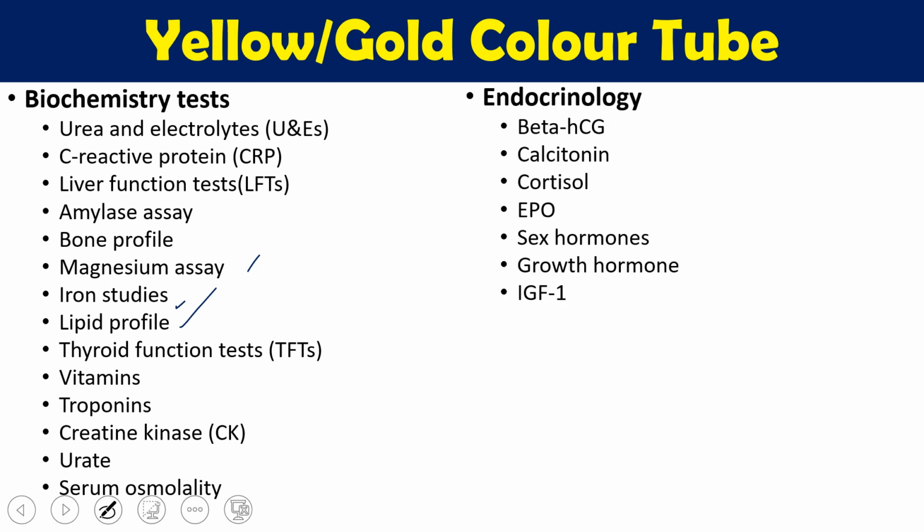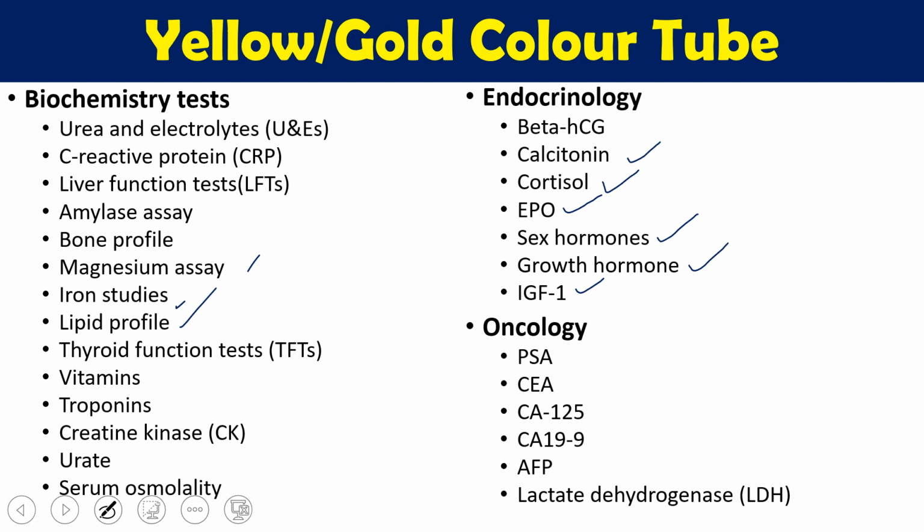Blood from SST tubes. In case of endocrinology, some of the important hormones will be assayed by these methods, blood from this test. That is beta HCG, human chorionic gonadotropin, calcitonin, cortisol, erythropoietin, sex hormones like estrogen and testosterone, growth hormone, and insulin-like growth factor 1. So this is for endocrinology. Then in case of oncology, this is PSA, prostate specific antigen, CEA, carbohydrate antigen 125, carbohydrate antigen 99, alpha fetoprotein, and LDH, lactate dehydrogenase. So these are in case of oncology.